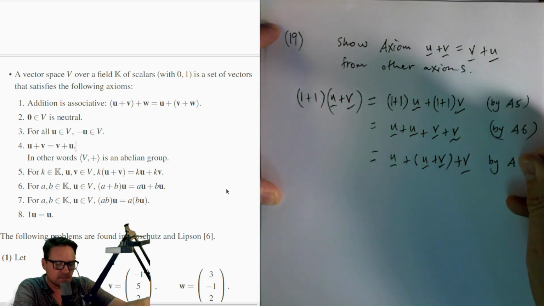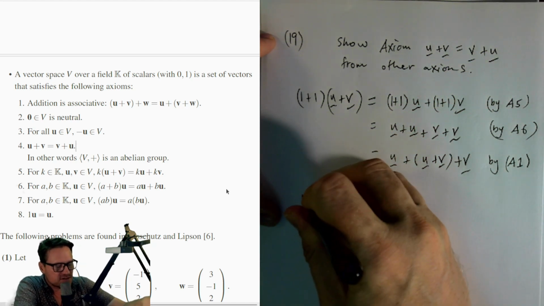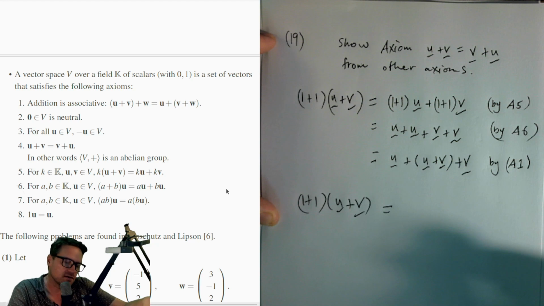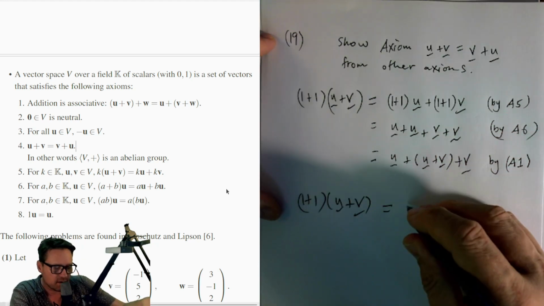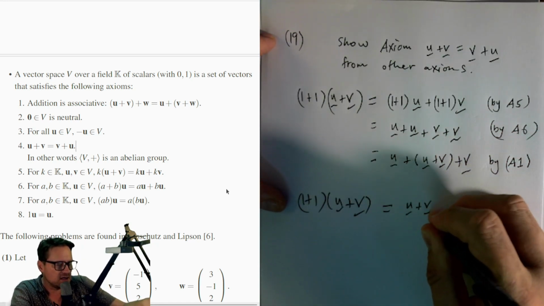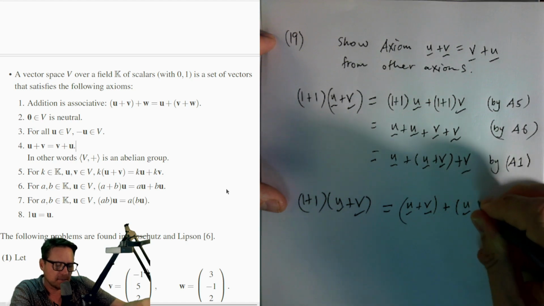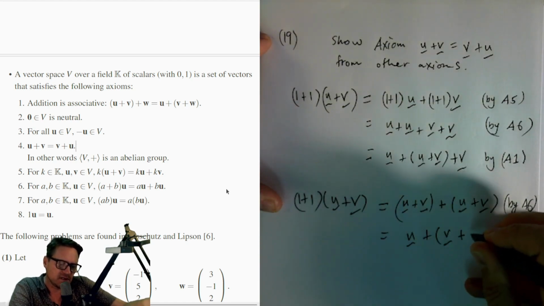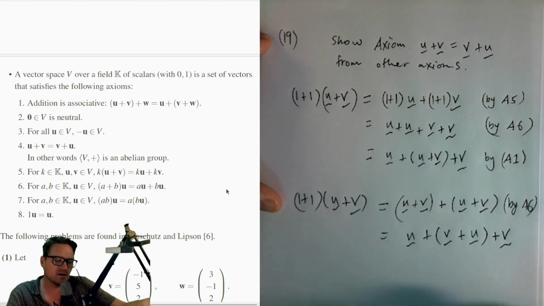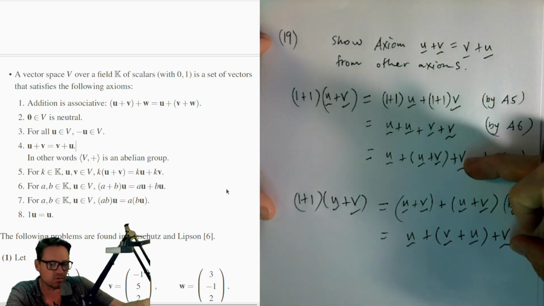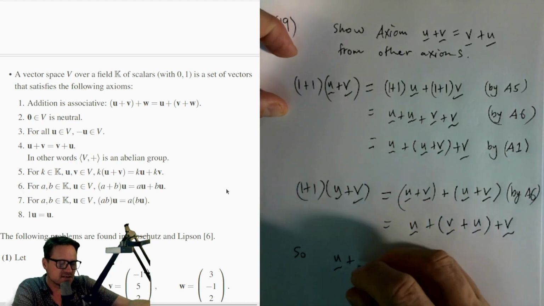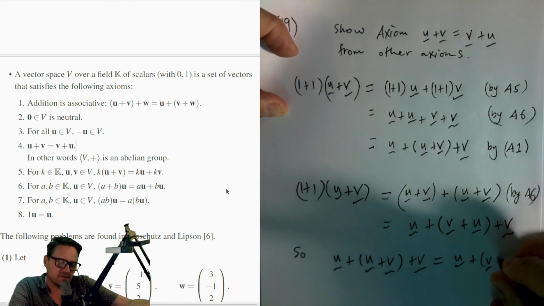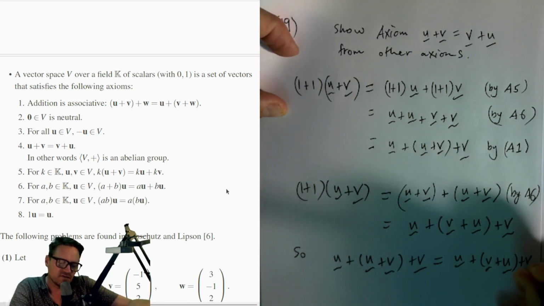And then we have associativity, so we can express this as u plus (u plus v) plus v, by the first axiom. On the other hand, if we first expand (1 + 1) times (u + v) using the sixth axiom, then we have (u + v) plus (u + v). And now using associativity here, we have u plus (v plus u) plus v. Okay, so the two of these have to be equal. So we see then that u plus (u plus v) plus v is equal to u plus (v plus u) plus v.